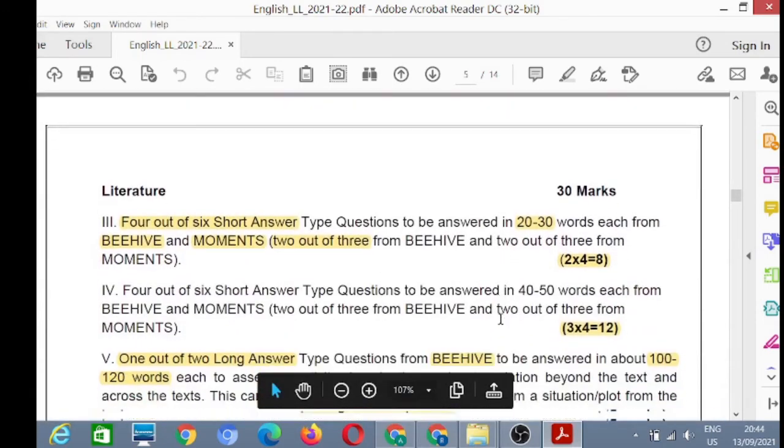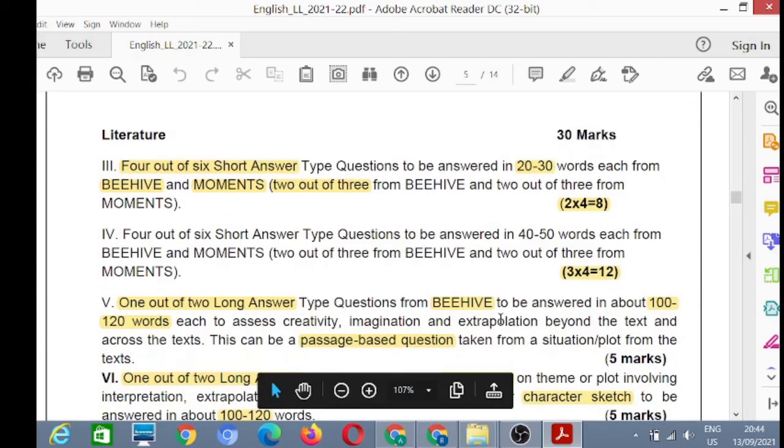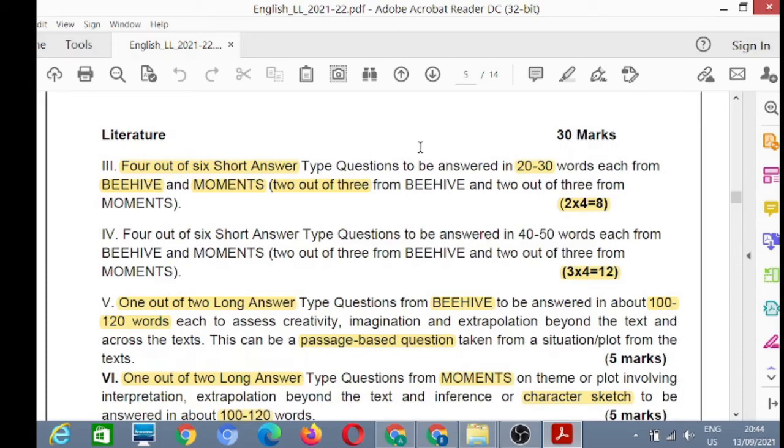Now in part B, we will have literature also, and 30 marks for literature. So total marks for term 2 are 40 marks, from which 10 marks have been allocated to paragraph or letter and story. Then 30 marks to literature. In literature, we will have different types of questions. The first type is short answer type questions, with a word limit of 20 to 30 words. Each question carries 2 marks and there are 4 questions, 2 into 4, 8 marks. The choice is 4 out of 6 questions you will have to attempt.